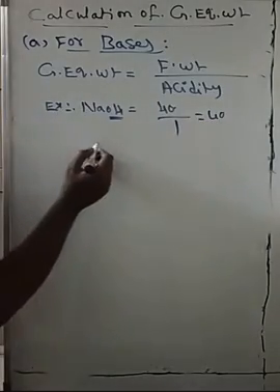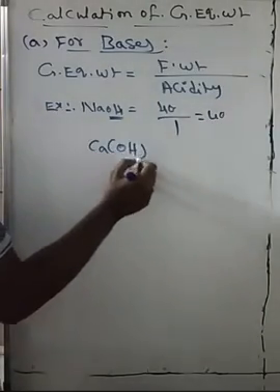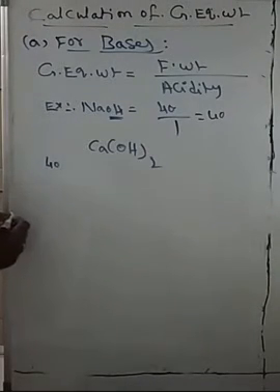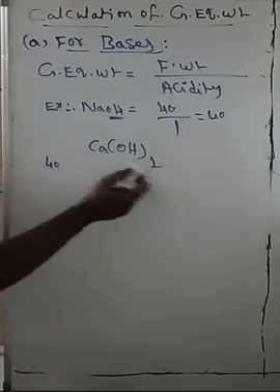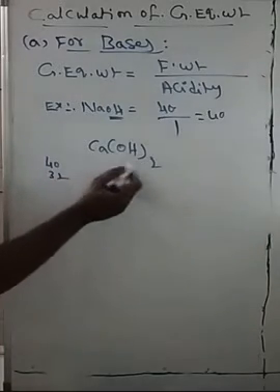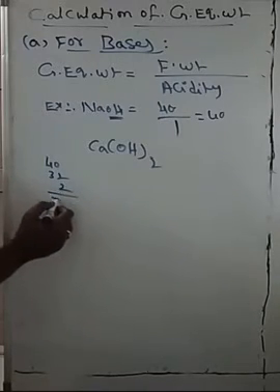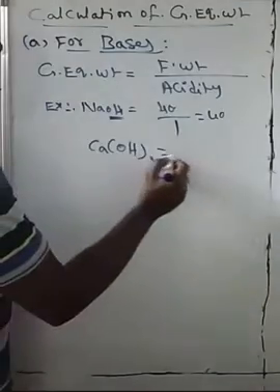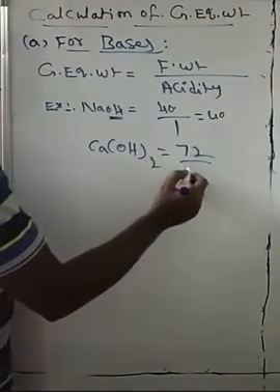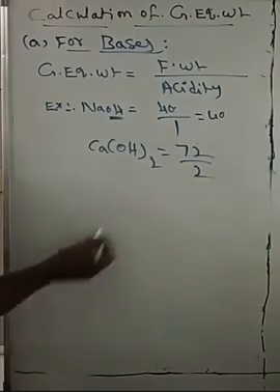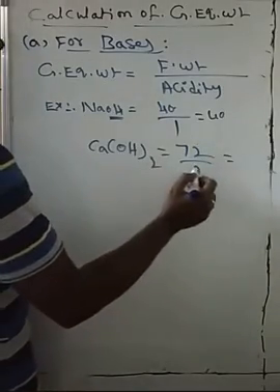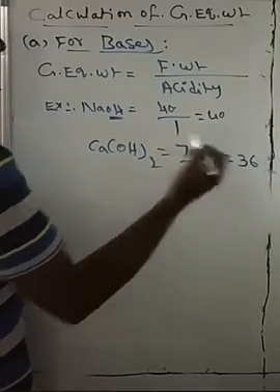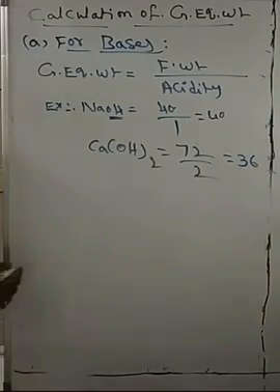Like that, calcium hydroxide, formula Ca(OH) taken twice. Calcium atomic weight 40, 2 oxygens 32, 2 hydrogens 2. It becomes 74. That is the formula weight, divided by acidity. Acidity is how much? 2, because of 2 hydroxyl groups. It becomes 37.